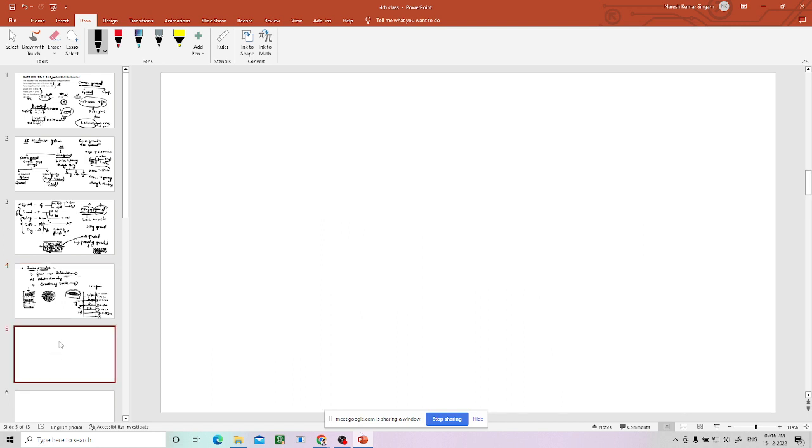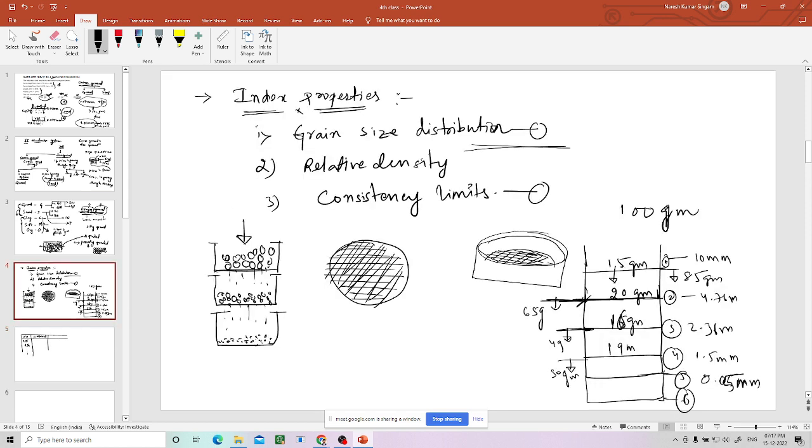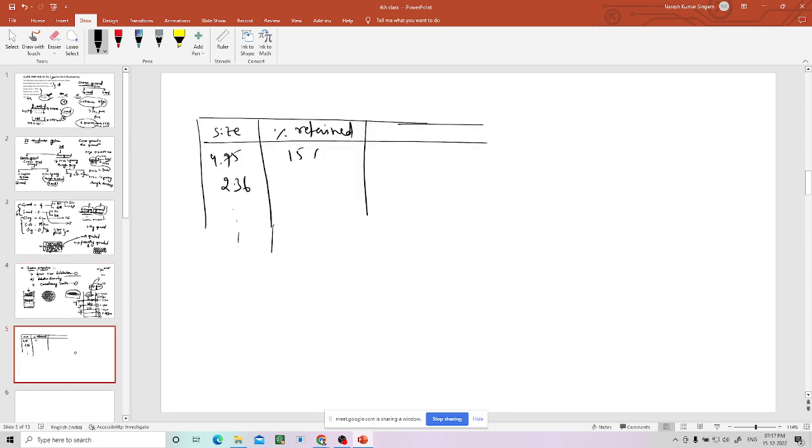You just draw a table first, with the size of the sieve first. Let us say 4.75 is the size, then 2.36, like that. Then what do you do? Percentage retained. How do you find out percentage retained? You take this weight, let us say this is weight 1, and this 100 grams is total weight W. Weight 1 by W into 100 will give you the percentage, which is 15% here, because the total is 100 grams. So percentage retained is 15.